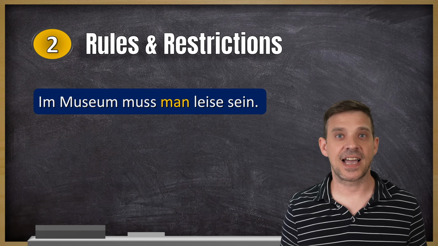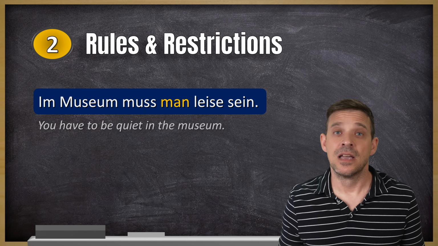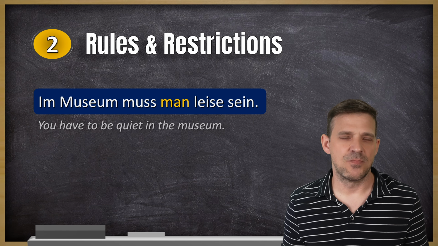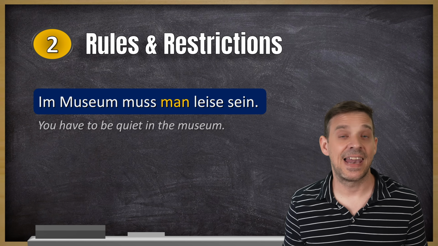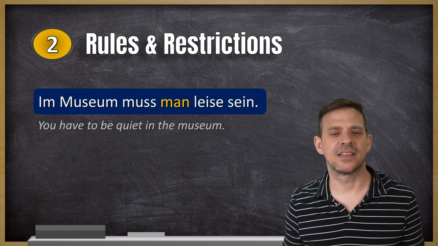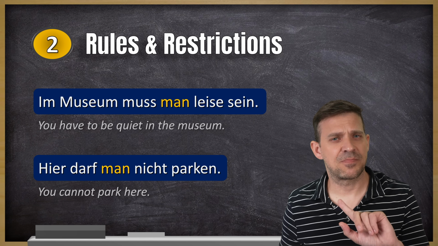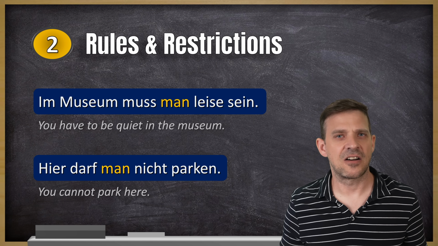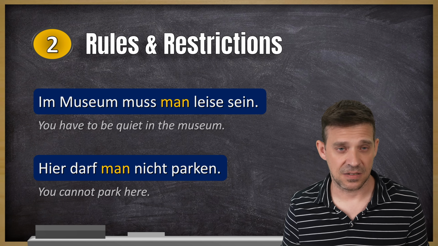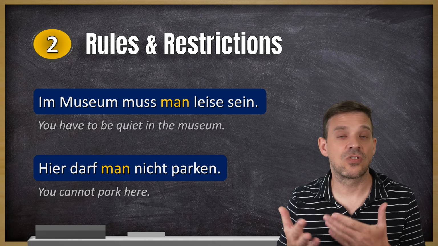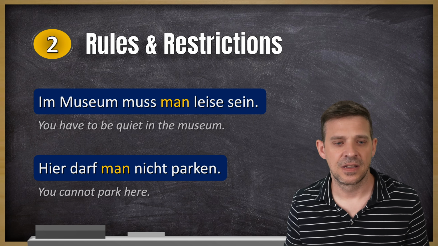Nummer 2, Rules and Restrictions. Zum Beispiel, im Museum muss man leise sein. You have to be quiet in the museum. Oder, hier darf man nicht parken. You cannot park here. You cannot park your car here.